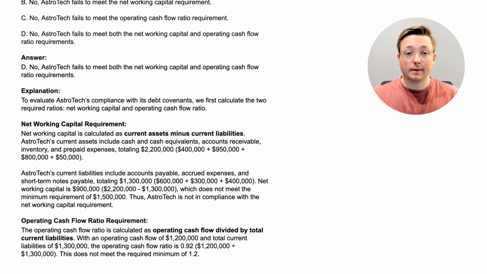So we can see here that they aren't meeting either of those requirements, so something bad might happen because of that. But with that, we went over two different things here, the net working capital requirement and the operating cash flow ratio requirement. Now let's go to the next question.